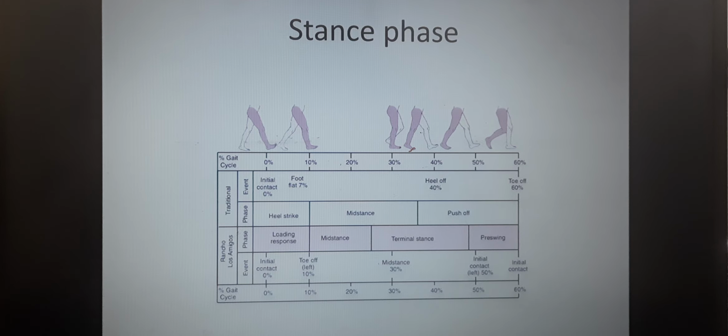So the first one is heel strike, or initial contact. It refers to the instant at which the heel of the leading extremity strikes the ground. It means the first touch of the ground by the respective limb.